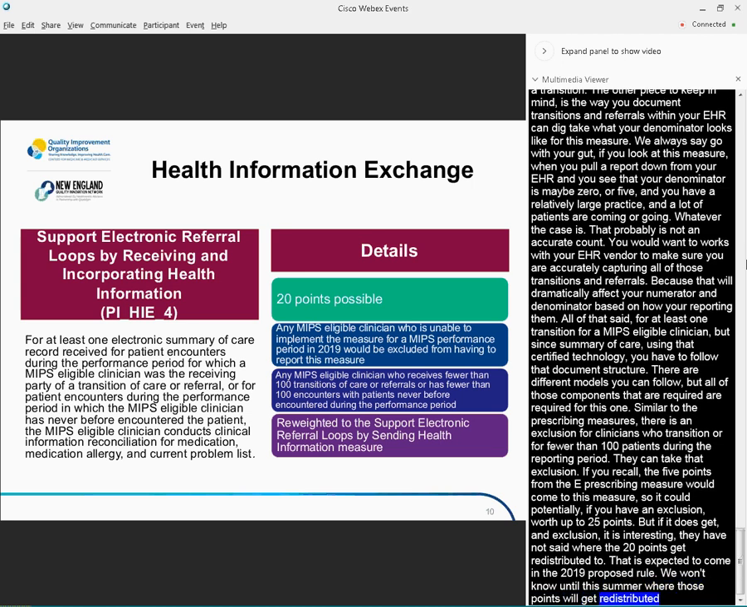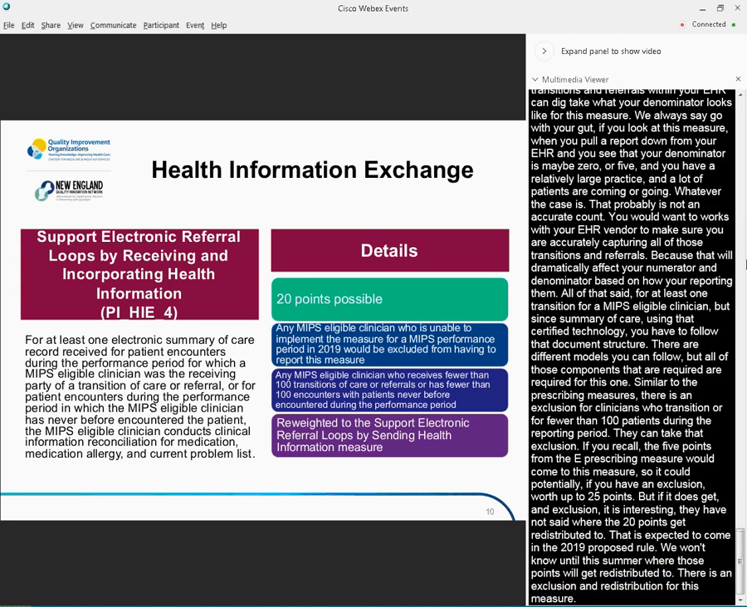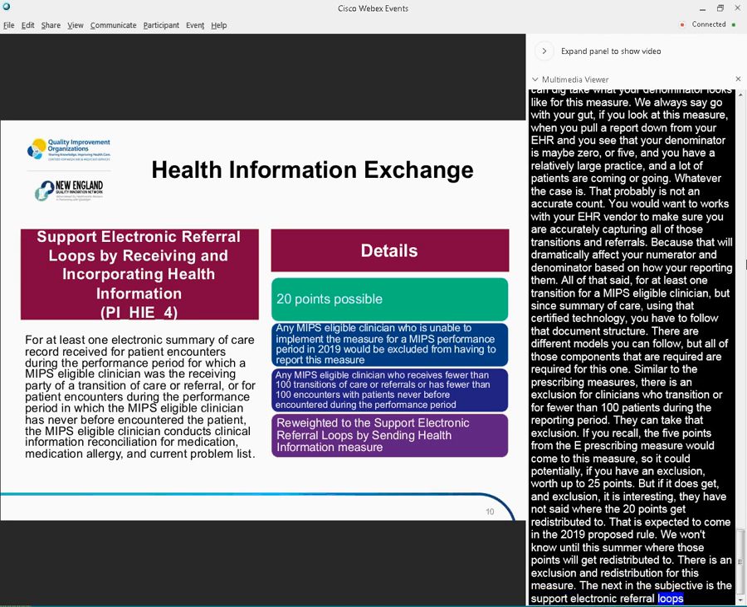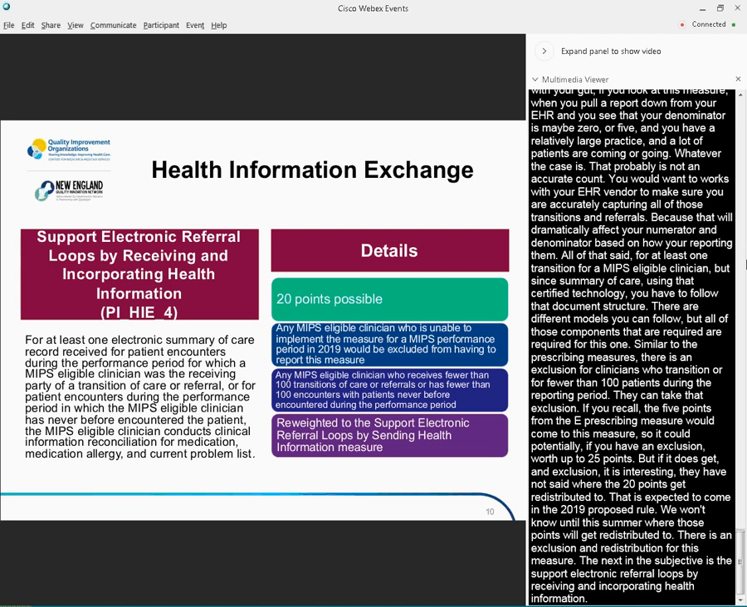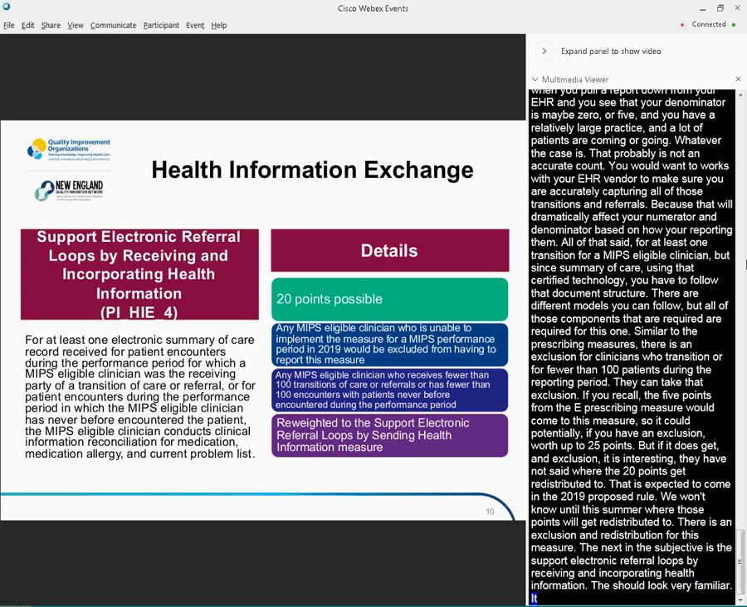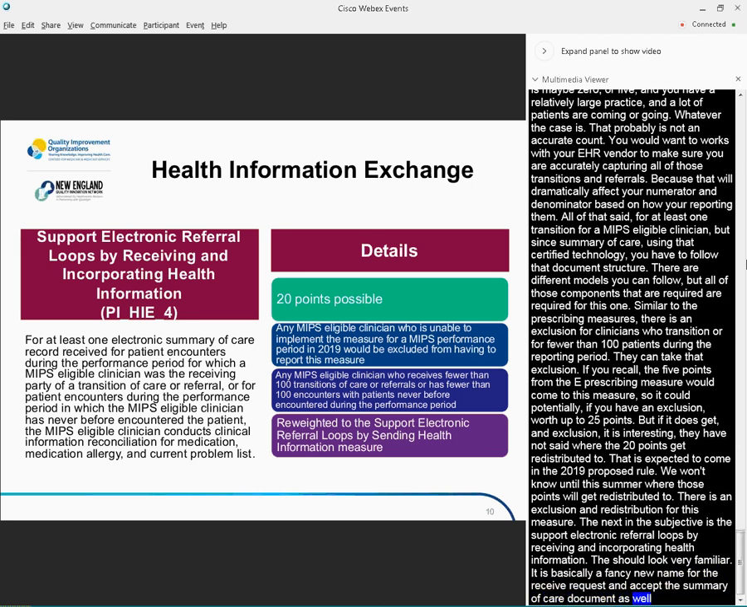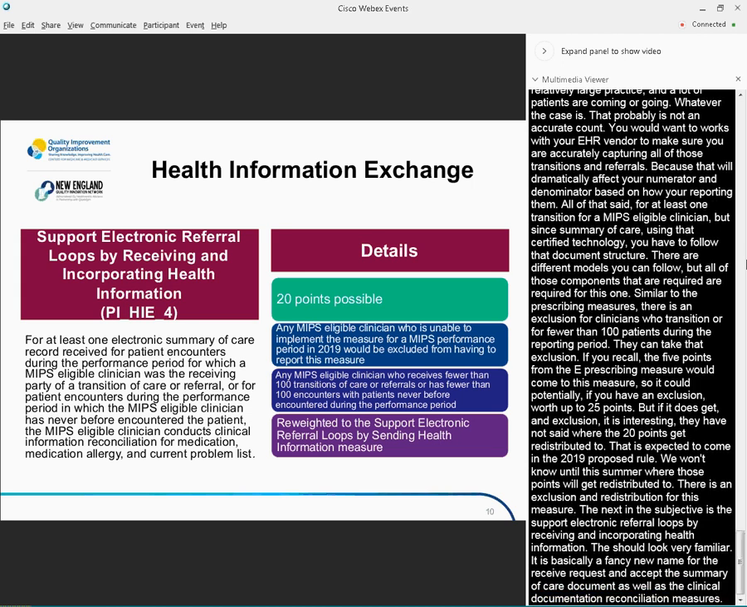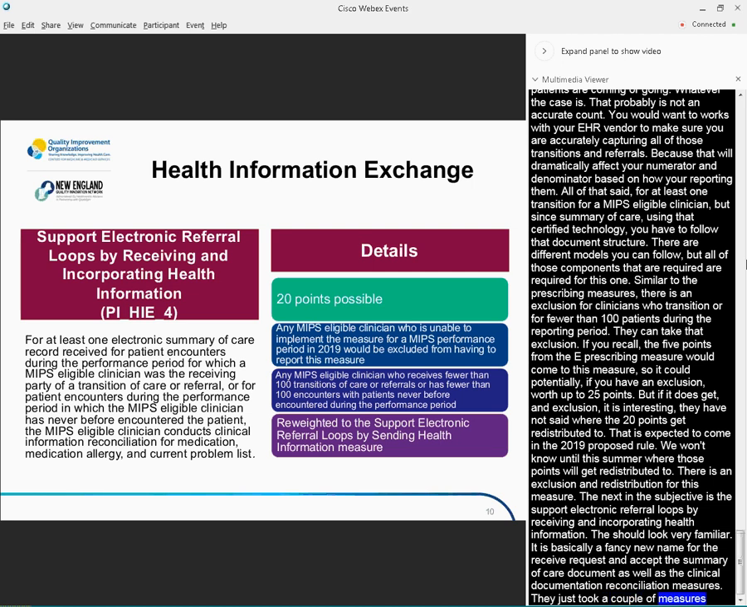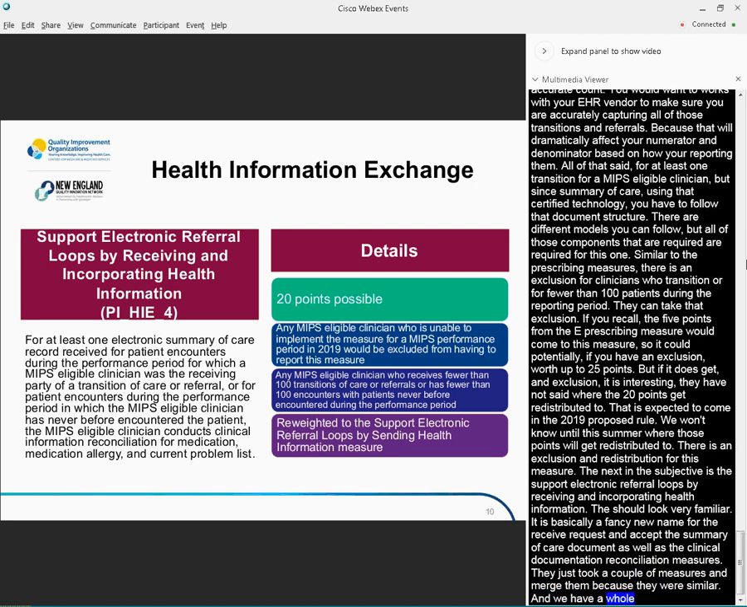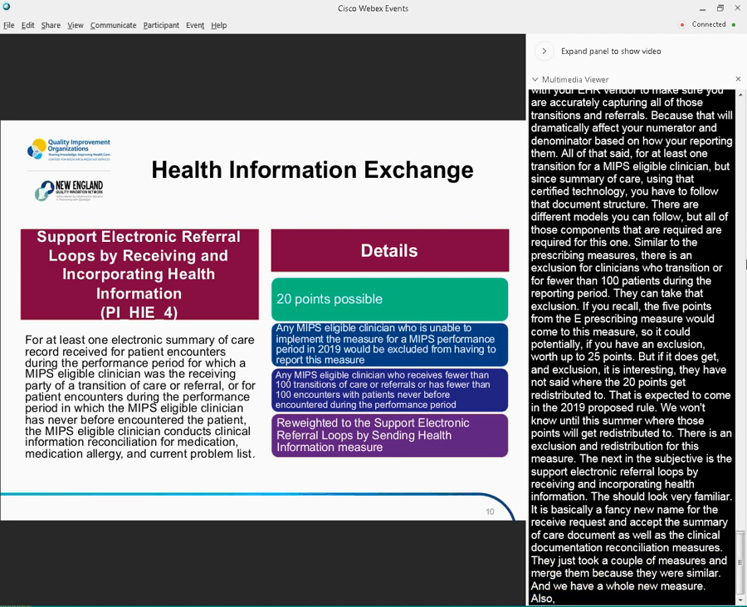The next in this objective is support electronic referral loops by receiving and incorporating health information. Again, this should look very, very familiar. It's basically a fancy new name for the receive, request, and accept the summary of care document, as well as kind of baked into it the clinical documentation reconciliation measure. So CMS just took a couple measures, merged them together because they were kind of similar, and we got a whole new measure. So also 20 points possible. This is also looking at those electronic summaries sent for referrals and transitions.